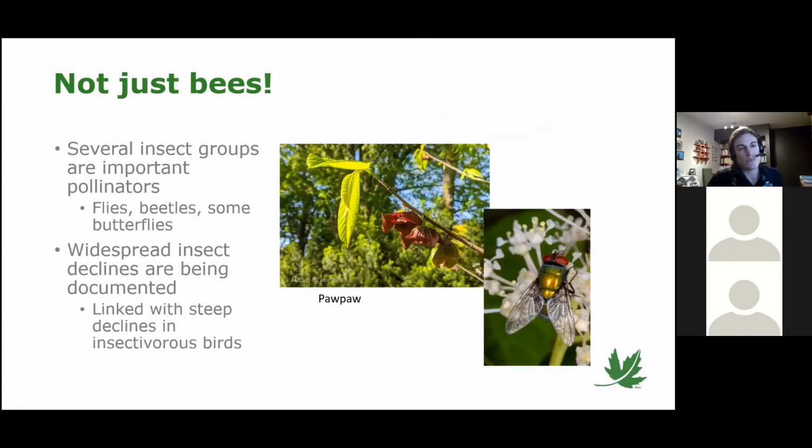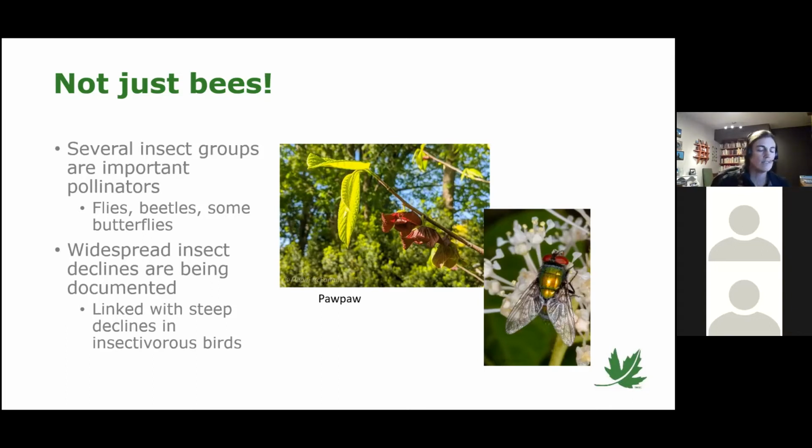I've alluded to this already as well. It's not actually just bees. There are some really important insect groups that are also pollinators. So flies, beetles, butterflies, not all butterflies, but some are important pollinators. And of course, not to be overlooked, this blowfly, and groups of blowflies, are also really important pollinators, including for the very rare southwestern Ontario tree species, the pawpaw.